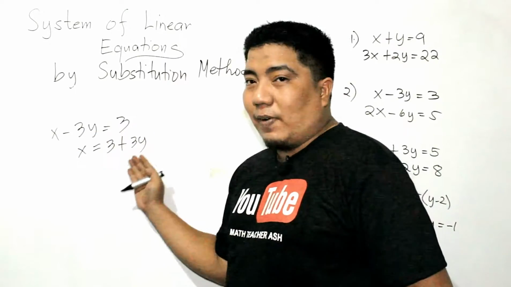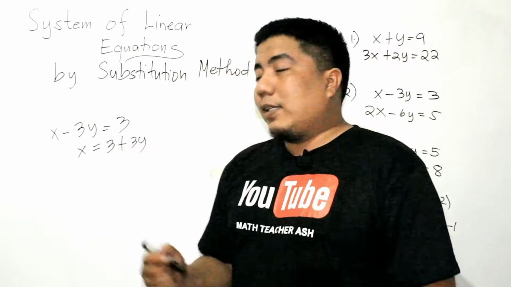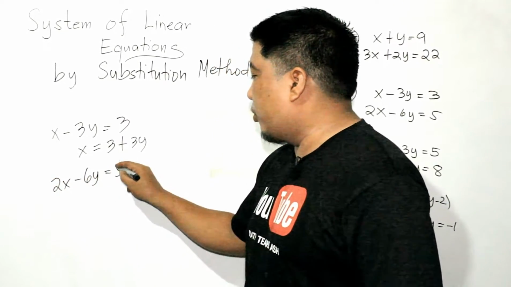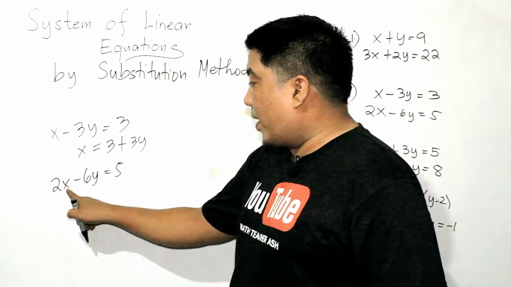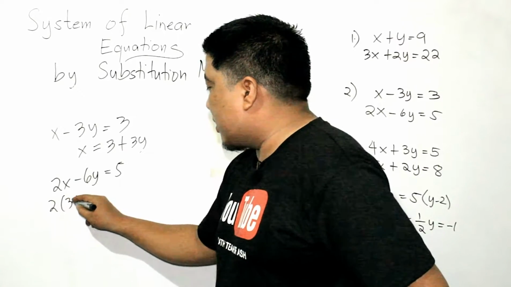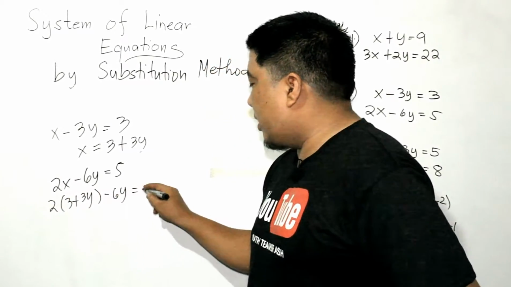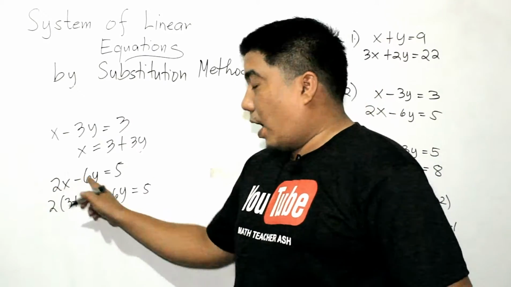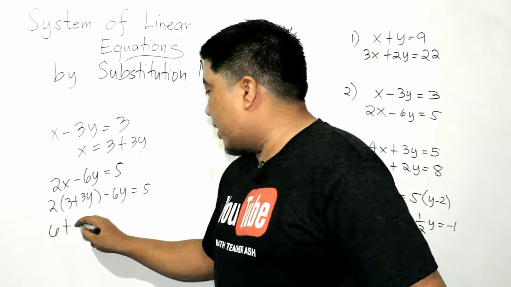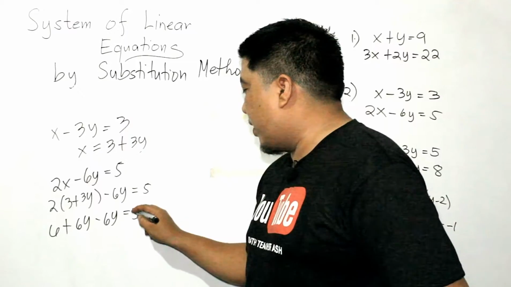Now, I will substitute this value of x into my second equation, which is 2x minus 6y is equal to 5. So, I substitute the value of x, giving me 2 times (3 plus 3y) minus 6y is equal to 5. I will distribute the 2. That gives me 6 plus 6y minus 6y is equal to 5.